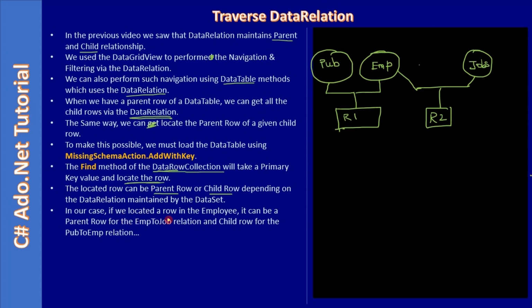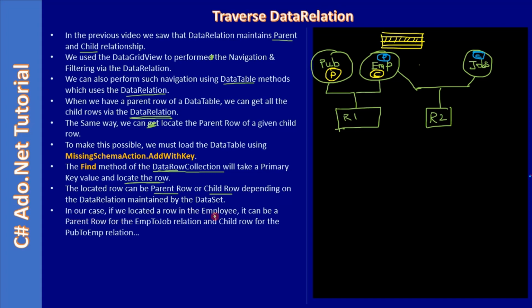So in our case, if we located a row in employee table using the find method, so this is the employee data table, right? And let's state that you located a specific row in the employee table, and this specific row will act as a child row if we use the relation 1 up to emp, and the same row acts as a parent for the second relation emp to job, right? In the first relation, pub is the parent and emp is the child. In the second relation, emp is the parent and job is the child, right? So that's what here we are specifying.